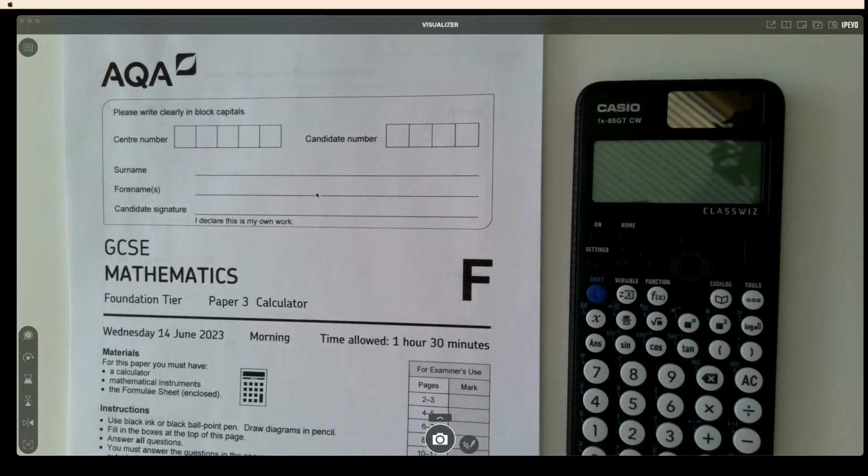AQA Paper 3s are calculator papers, so a calculator should be used. A little disclaimer, there may be more than one way to answer a question. The methods shown in this video are not the only way some mathematical skills can be applied. Okay, let's get started.